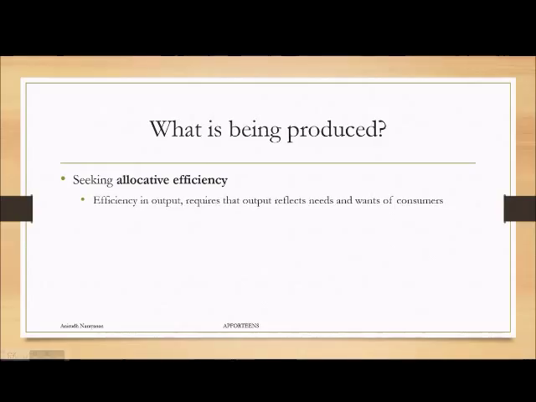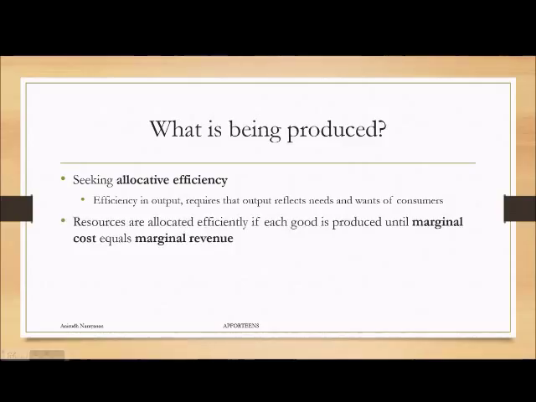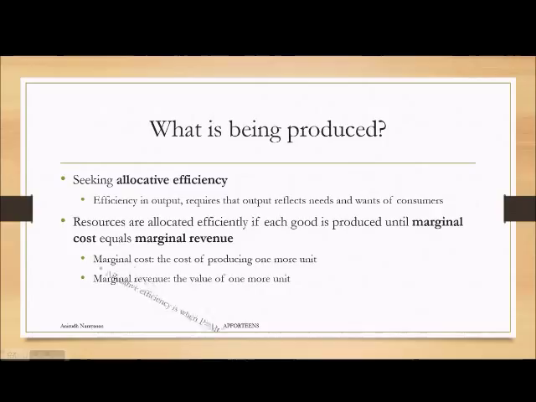Well, with these, you're going to be seeking allocative efficiency, or efficiency in output. This requires that the outputs reflect the needs and wants of the consumers. Resources are going to be allocated efficiently if each good is produced until marginal cost equals marginal revenue. That is big. You'll see it as MC equals MR, and if you had to learn one thing in microeconomics, it would be that MC equals MR. Marginal cost, the cost of the next good, equals marginal revenue, the revenue obtained with the next good, as you can see right here in the small explanations of what each term means. That is the main idea of economics.